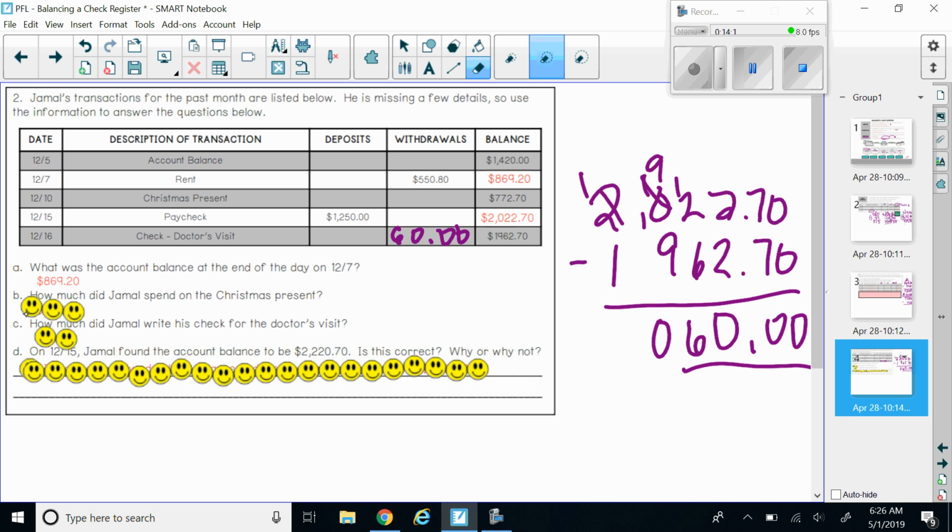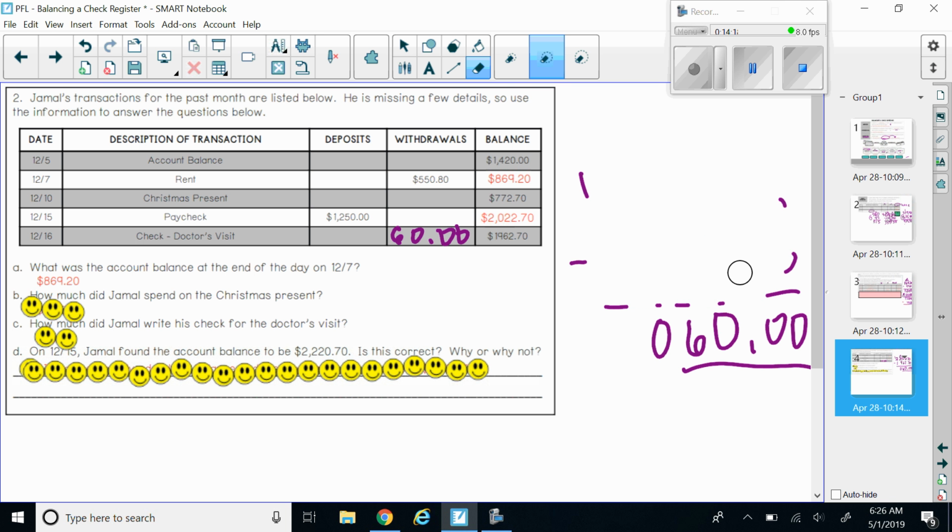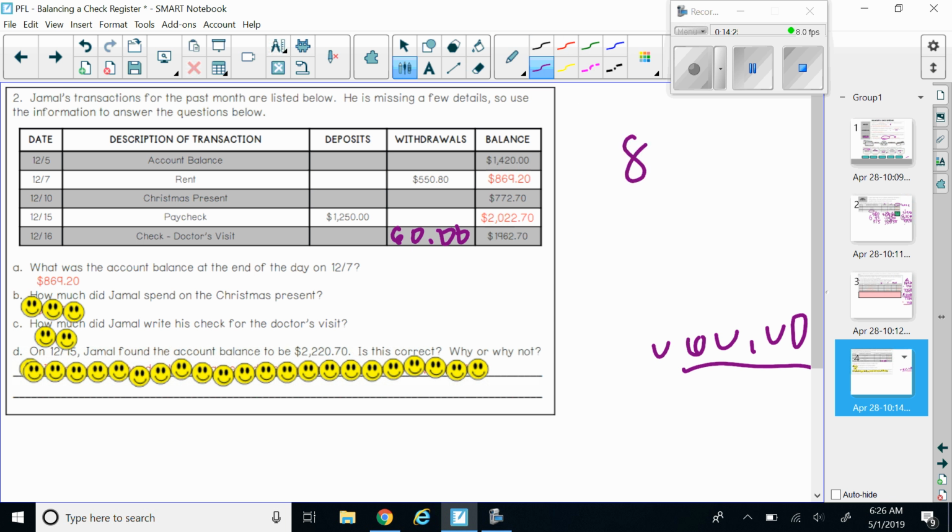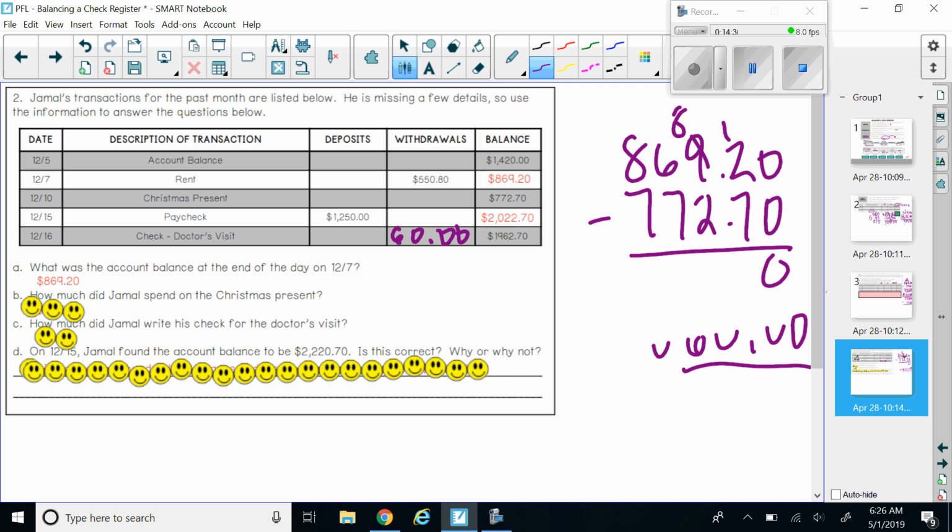How much did Jamal spend on the Christmas present? Oh, we missed a piece. Okay. So I need to erase. We got to do the same process that we just did. How much did he spend on the Christmas present? Well, he had, hold on. He had $869.20 minus, oops, $772.70. So we do the math. This becomes 8. 12 minus 7. No, don't tell me the difference. Okay. It's 5. Okay. So how much did he spend on the Christmas present? When I subtracted those, I got $96.50, and there it is, $96.50.